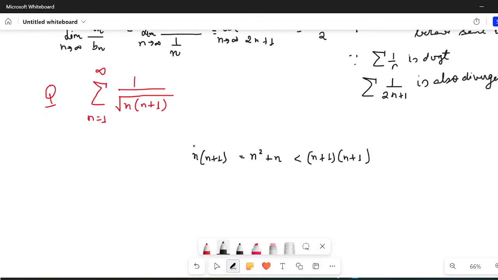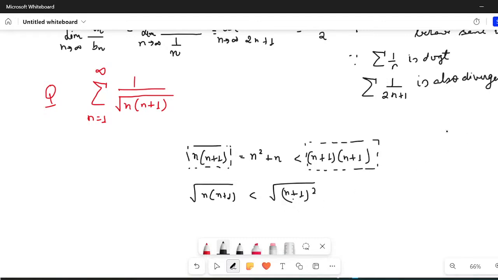If I'm doing n into n plus 1 on one side, and n plus 1 into n plus 1 on the other, which side will be heavier? The right hand side only, no? Because here you are multiplying n plus 1 into n plus 1, and here n into n plus 1. Now you can take a root on both sides. So this will be root over n into n plus 1, and this will be root over n plus 1 whole square.